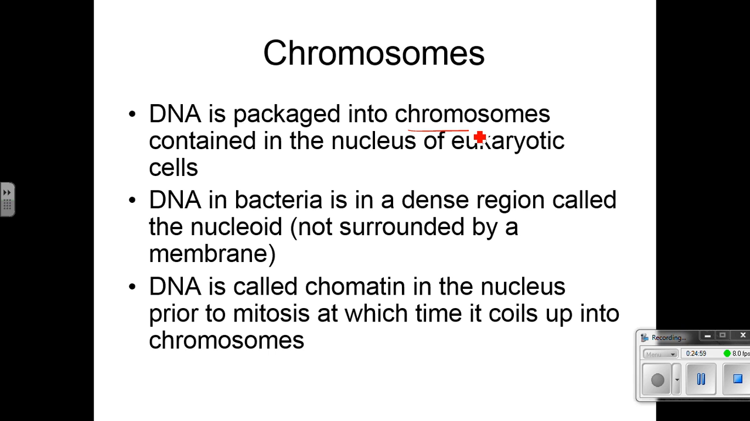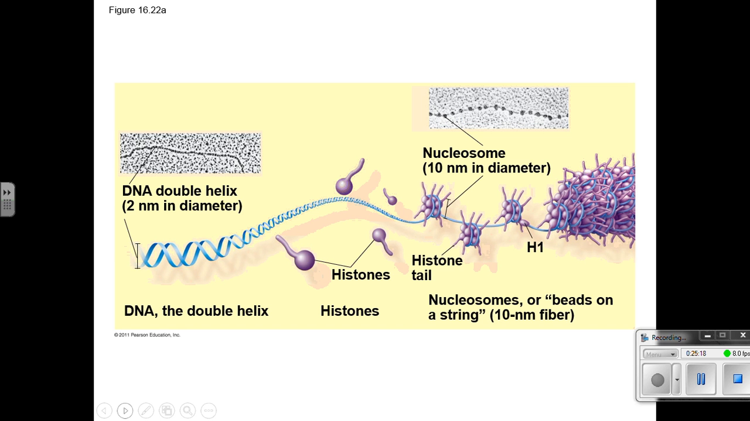DNA is packaged into chromosomes contained in the nucleus of eukaryotic cells. DNA in bacteria is in a dense region called the nucleoid, but it's not actually a membrane-bound part. DNA is called chromatin in the nucleus prior to mitosis, at which time it coils up into the chromosomes. So here's a double helix DNA. These are called histones, and then the DNA wraps around the histone several times, and together that's called a nucleosome. And then that's how DNA is packaged so tightly into those chromosomes.